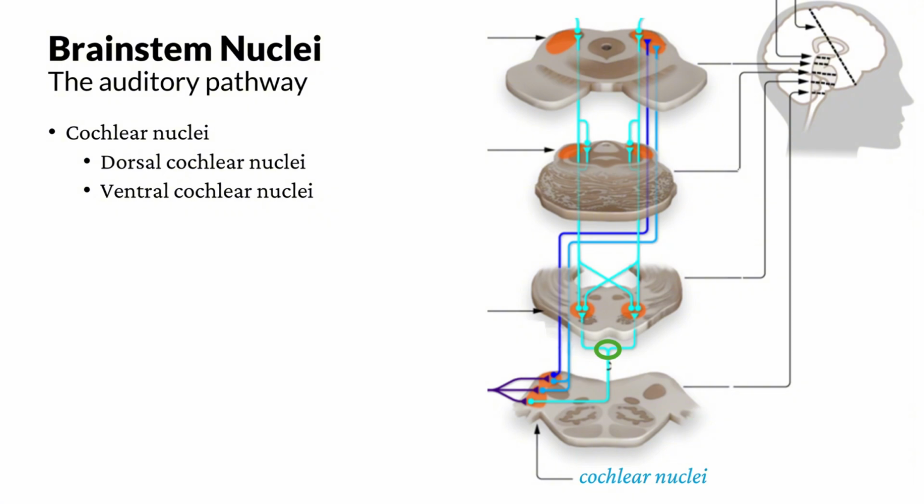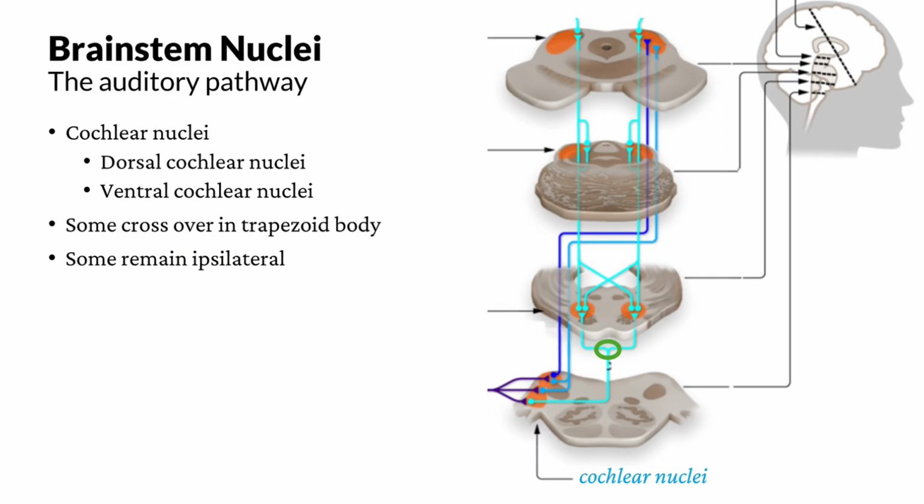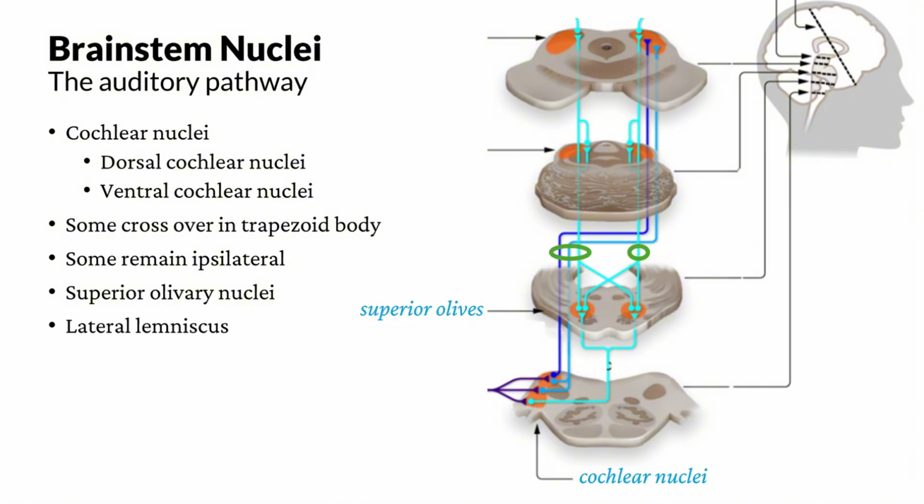Going on from this, we can see that some axons are ascending. Some of them cross over in a place called the trapezoid body, which is in the ventral part of the pons. Some remain ipsilateral and go up in the same side. Going up at the rostral medulla and caudal pons, we have the superior olivary nuclei, or in short, the superior olives. These nuclei send axons up through the lateral lemniscus.